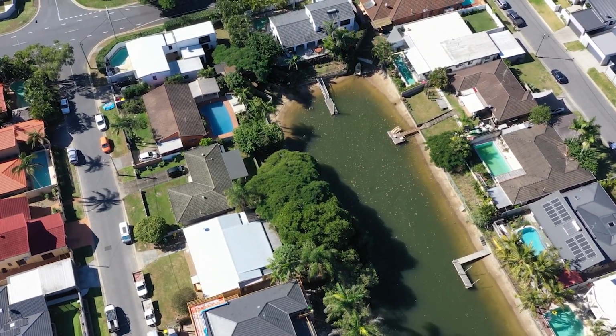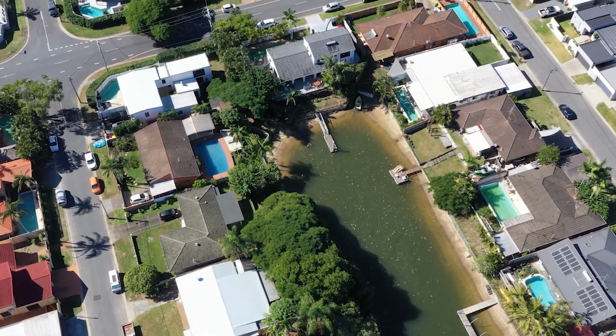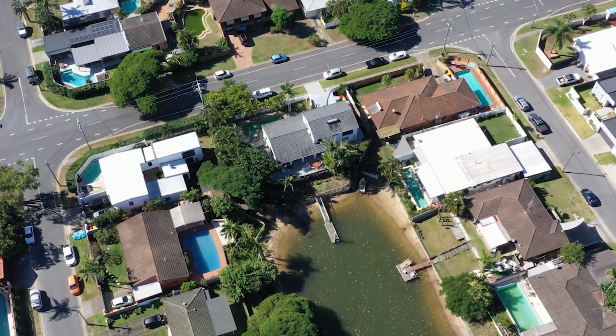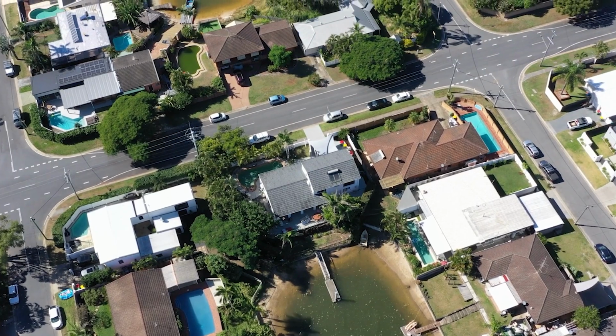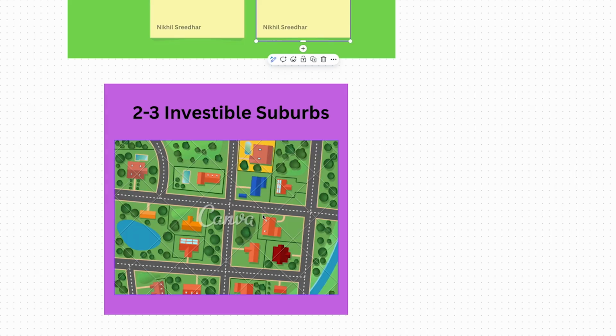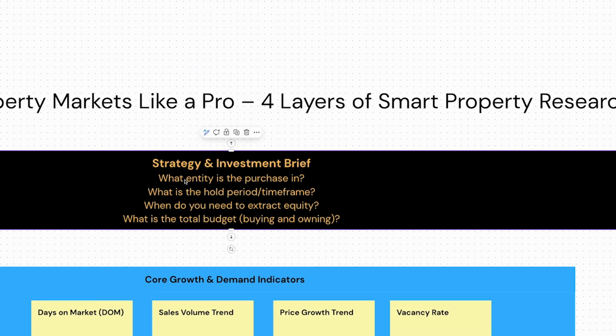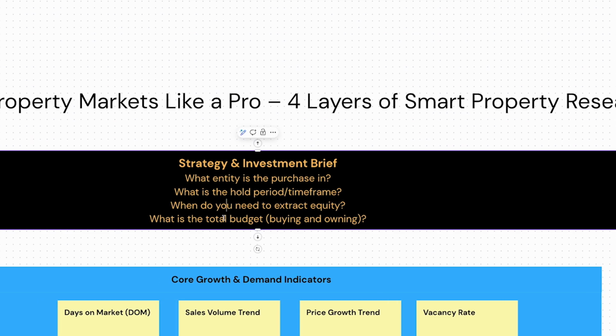Now, adding on this next level of layers, this is how you can completely reduce your search from 15,000 potential locations around the country to 2 or 3 investable suburbs that perfectly match your investment strategy of what entity you're buying the property in, the hold period, when you need to extract, and your total budget.